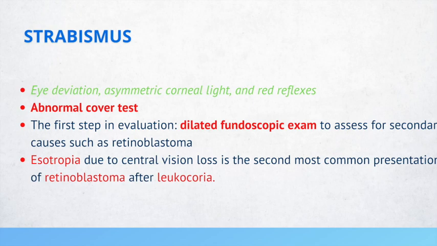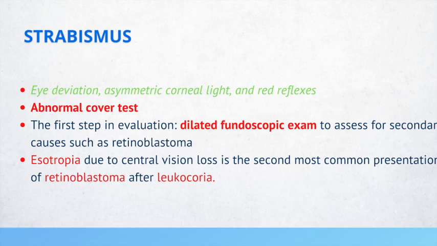Another high yield condition to know is esotropia. This is due to a central vision loss and is the second most common presentation of retinoblastoma, right after leukocoria. So when you think about retinoblastoma, first consider leukocoria and then esotropia.